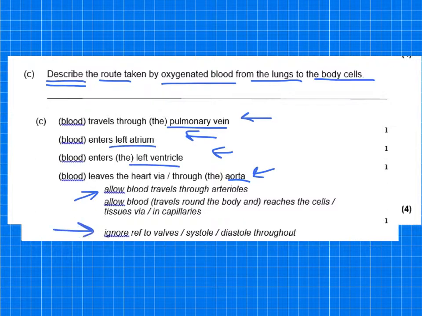Notice you don't get any marks for mentioning the valves. So be aware of that, because they just want to know the pathway from the lungs to the body cells. And that's it. I hope you found that useful.